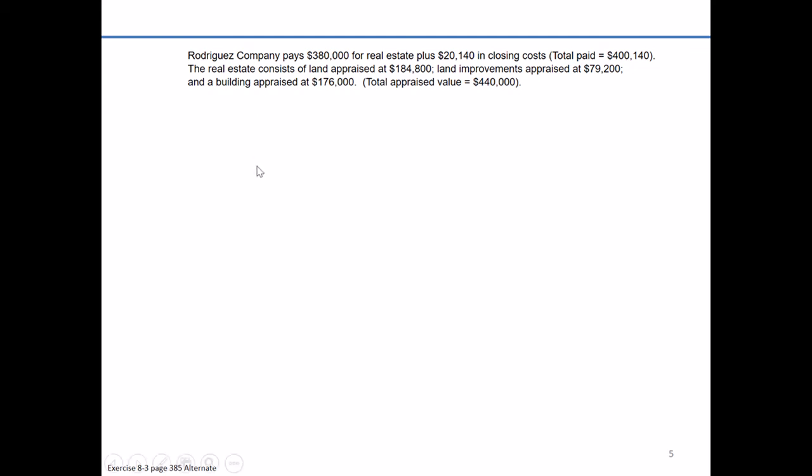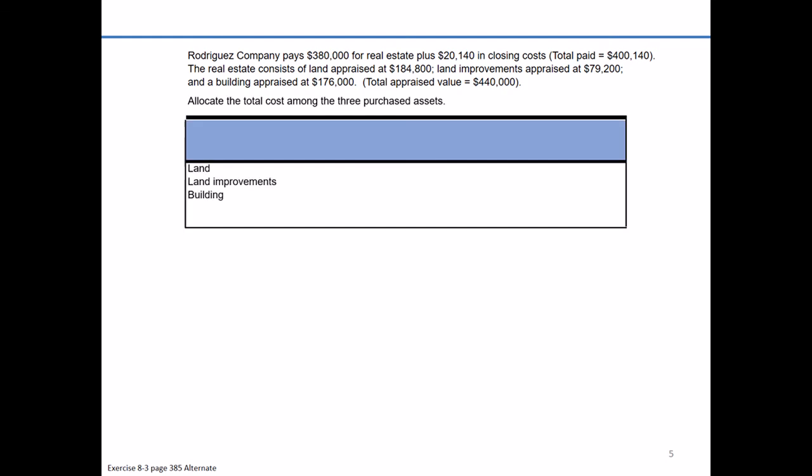So what we have to do is take that total amount paid of 400,140 and figure out some reasonable and systematic way of allocating it to the different types of assets: land, land improvements, and building itself. So we'll start to set this up. How do we allocate it? We'll allocate it according to the relative overall appraised value of each item on its own.